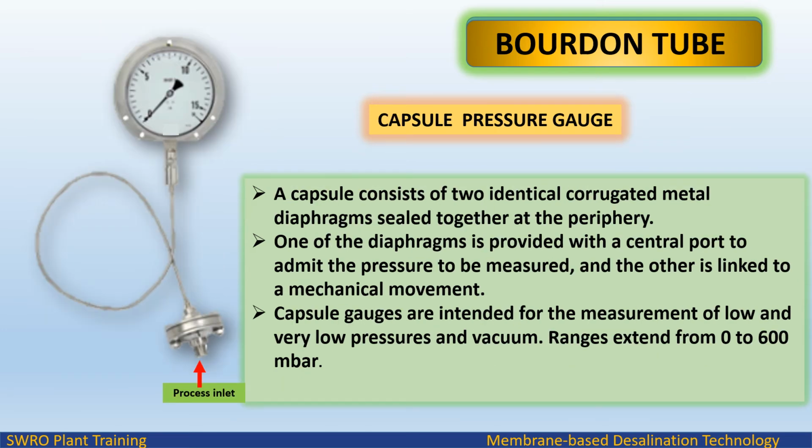Capsule pressure gauge. A capsule consists of two identical corrugated metal diaphragms sealed together at the periphery. One of the diaphragms is provided with a central port to admit the pressure to be measured, and the other is linked to a mechanical movement. Capsule gauges are intended for the measurement of low and very low pressures and vacuum. Ranges extend from 0 to 600 millibar.